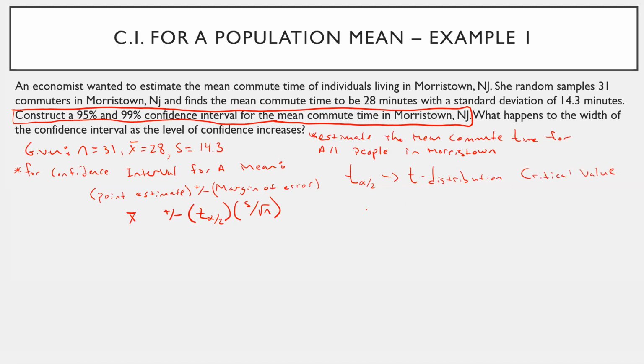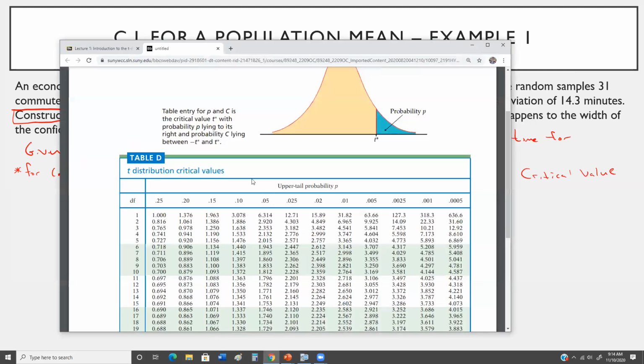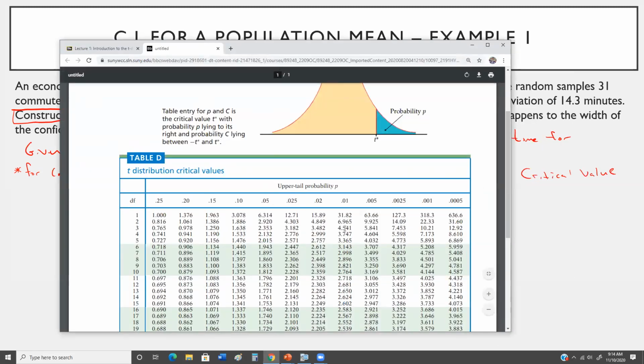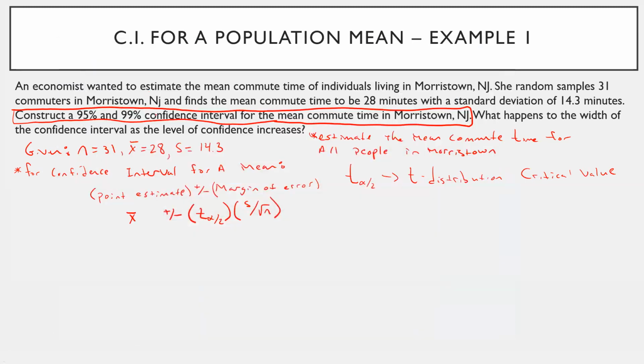okay? So if you look at the table, to be able to look this up on our table, you need two things. You need DF, degrees of freedom, and then you need this thing called upper tail probability, okay? Does anybody remember what the formula for DF, degrees of freedom, was? n minus 1? Yep, thank you. Just sample size minus 1. And then this alpha divided by 2, that's the upper tail probability, and I'll talk about that in a second.